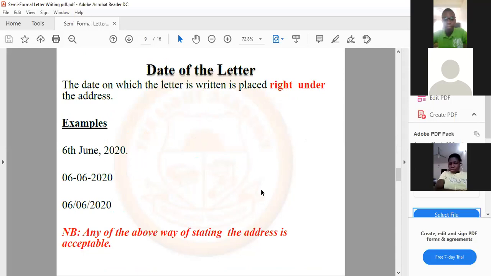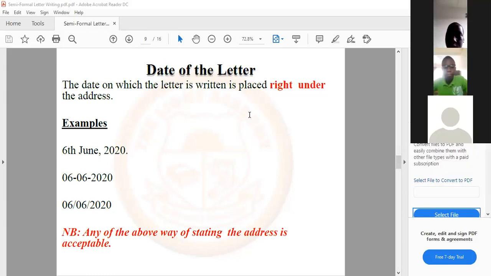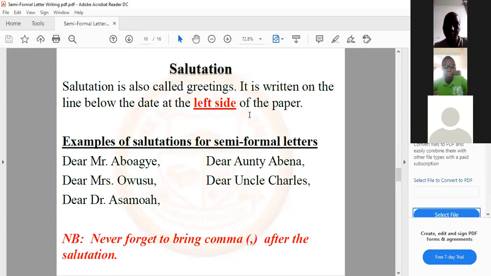And then after this, we go to the date of the letter. The date of the letter, which is written right under the address. So all of these, they are just more or less revision because we've done it already. So let's come to the salutation. So this one is a bit different from the informality. So we have examples like, dear Mr.